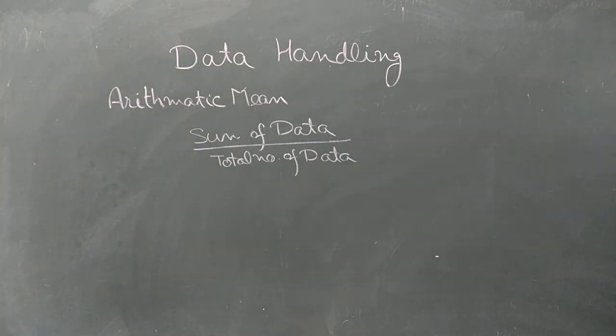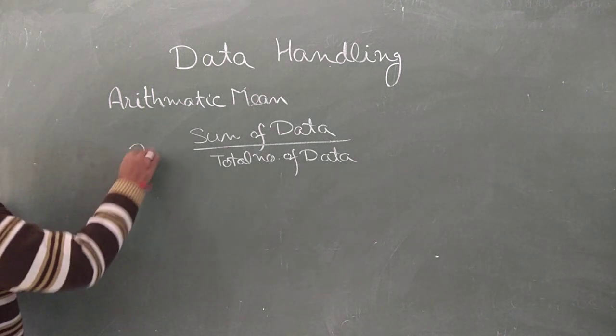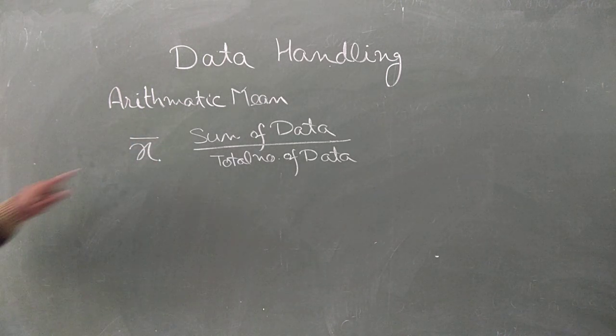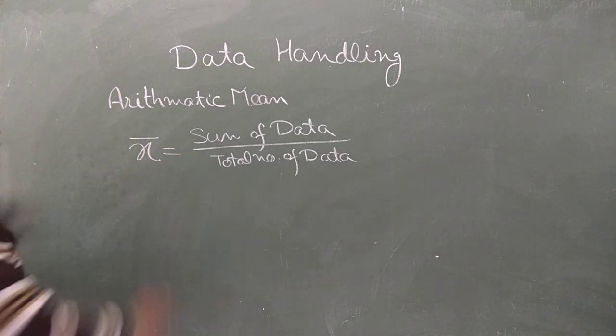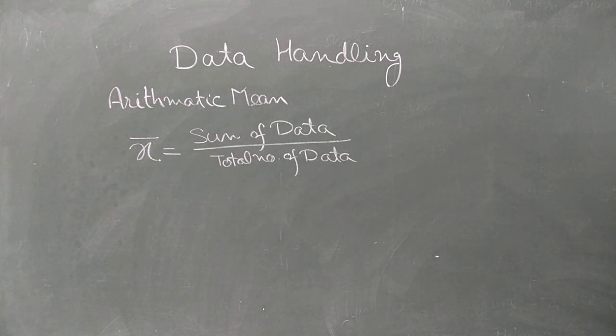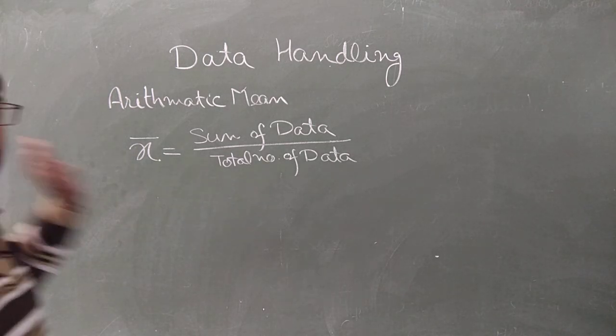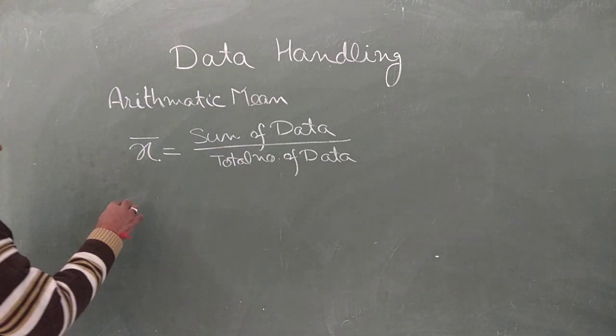This is known as your arithmetic mean, and this is denoted by the small x. Above x we have a bar sign. So x bar, that is your arithmetic mean, is equal to the sum of data by the total number of data. For example, I am going to quote that previous example about the marks obtained by the students.